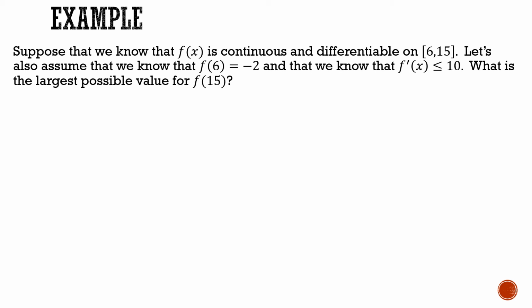Well, setting up my values into the mean value theorem, we know that the slope has to be less than or equal to 10, because I know that the slope of the secant line has to equal the slope of the tangent line. And since the slope of the tangent line is less than or equal to 10, that means the slope of the secant line also has to be less than or equal to 10.